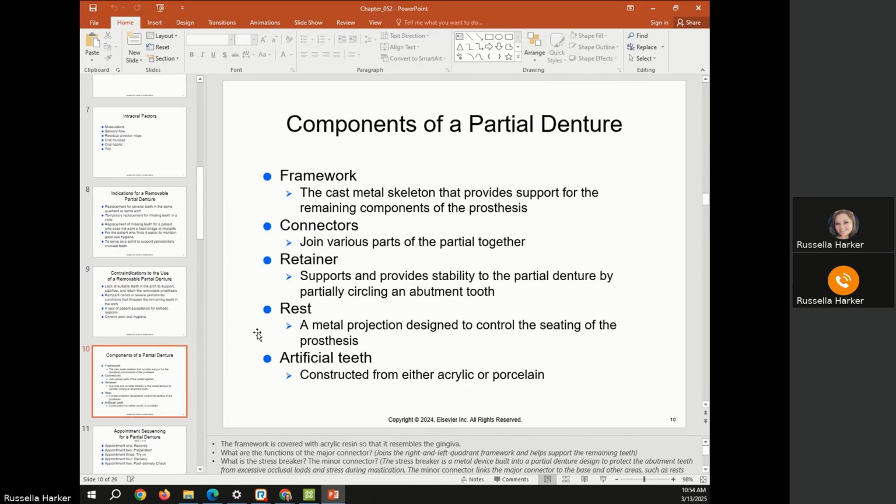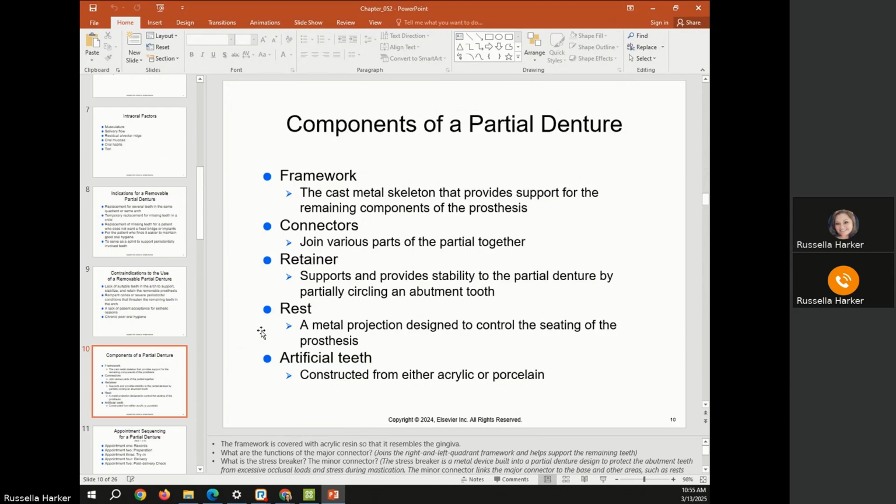So with the components of a partial denture, the first thing is the framework. The framework is the basis of the partial. It's a cast metal skeleton that provides support for the remaining parts of the prosthetic. Then the connectors are what join the different parts of the partial together.